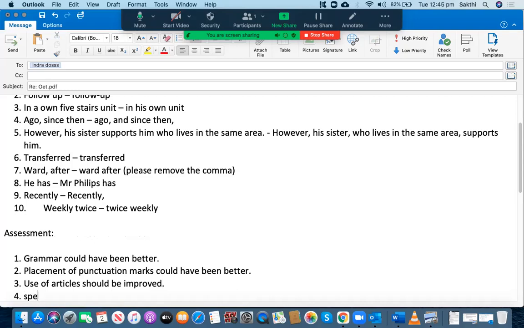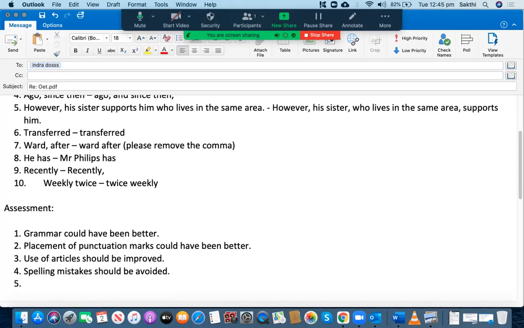All right, spelling mistakes should be avoided. You have committed a couple of spelling mistakes. I think transferred should have double R. And then word after word, so placement of commas and Phillips, weekly twice. It's all about the words. Okay, vocabulary is good. I'm very happy with the way you use synonyms and formal words. Connectivity is also good. It's also fair enough.